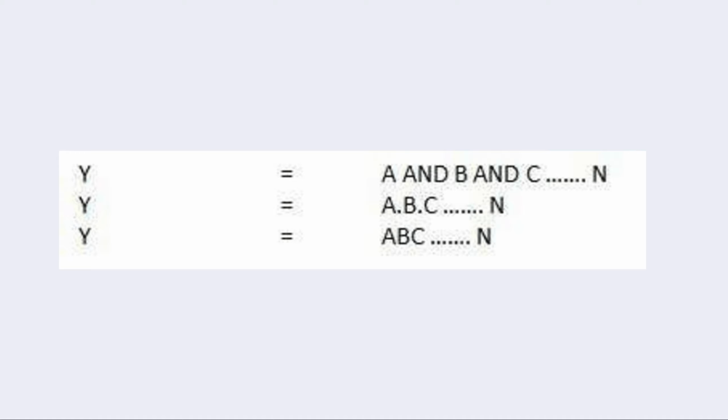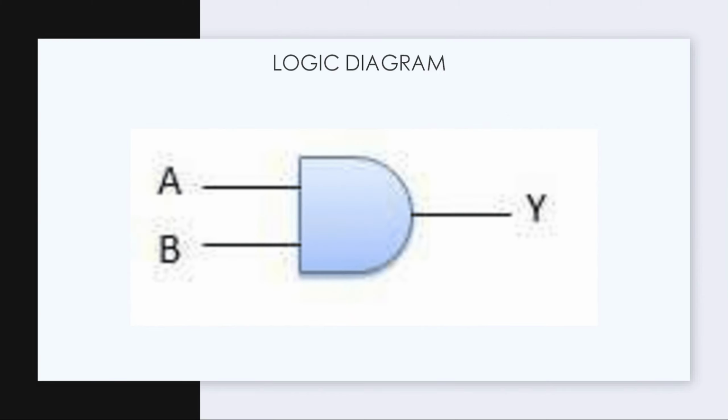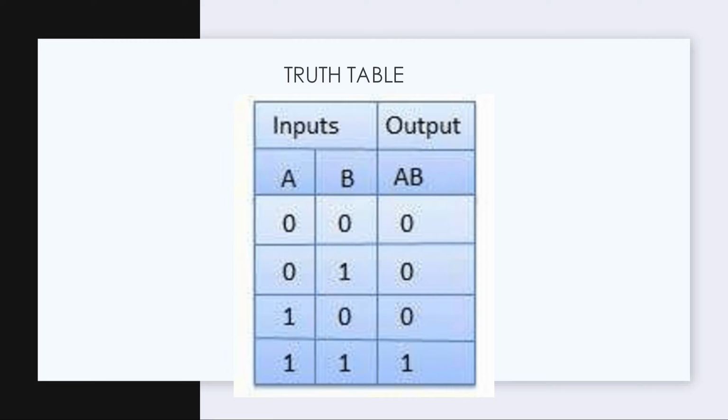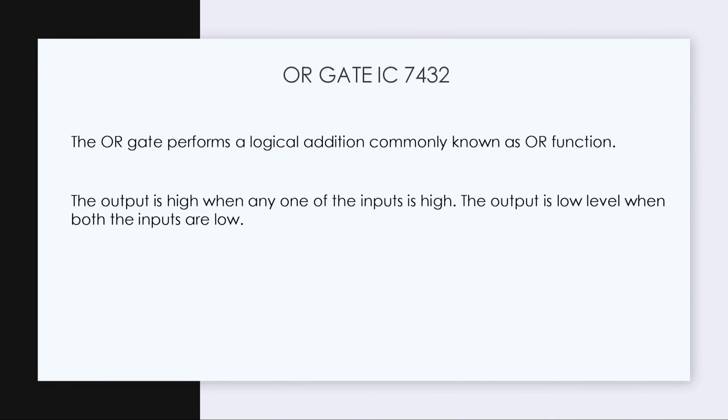This is the equation for AND gate, and this is the circuit diagram of AND gate. Here is the truth table for AND gate. Here the first inputs are 0 and 0, so the output is 0. Then the second one, 0 and 1, so the output is 0. Third input is 1 and 0, so the output is 0. The fourth input is 1 and 1, so the output is 1. That's it. Now we'll move on to the next gate.